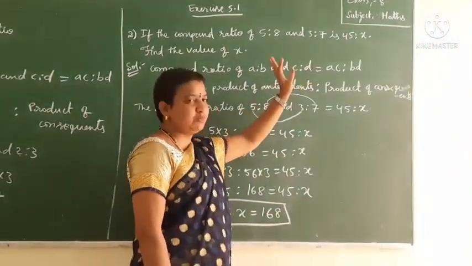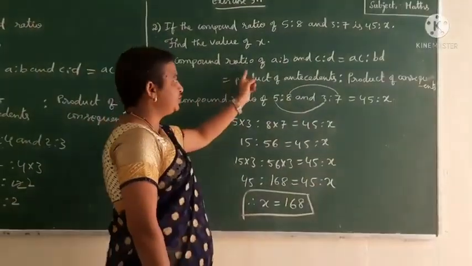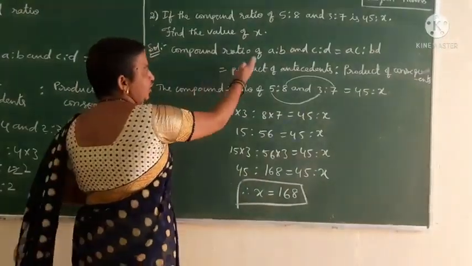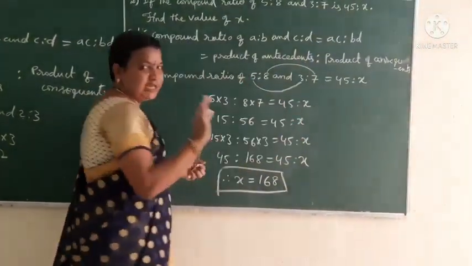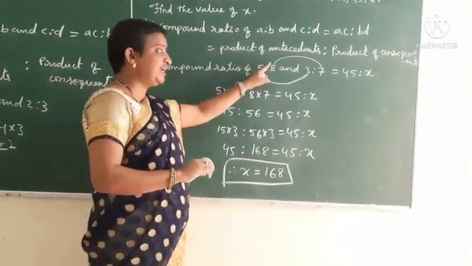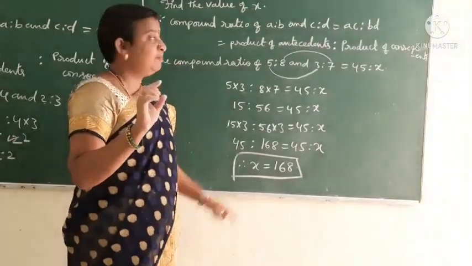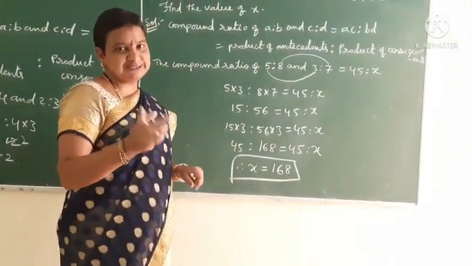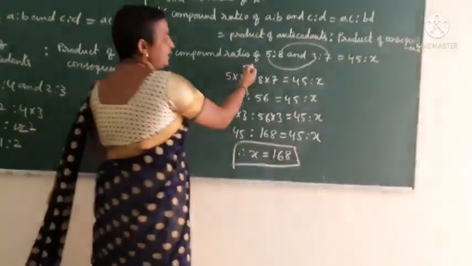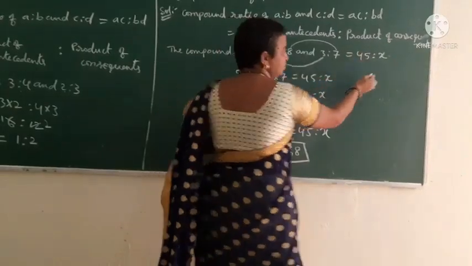He already gave the compound ratio. We need to find the value of x. Okay, the compound ratio solution. The compound ratio of A to B and C to D is AC is to BD. That means product of antecedents to product of consequents. Antecedents means first terms, product of first terms. Consequents means second terms. The compound ratio of 5:8 and 3:7 is equal to 45:x.